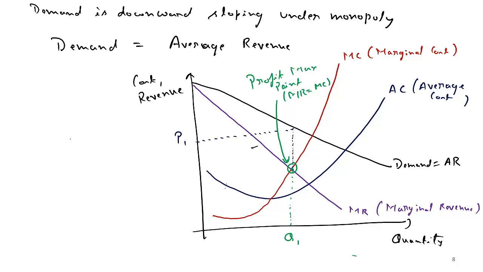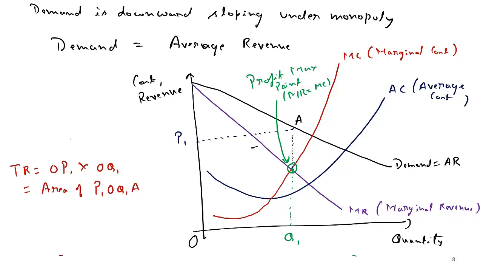And again, how much in this case is the total revenue for the firm? Total revenue would be, let's name these points, we call it O, we call it A. So in this case, total revenue would be OP1 times OQ1, which is the area of P1OQ1A. This is the total revenue that the monopolist collects.